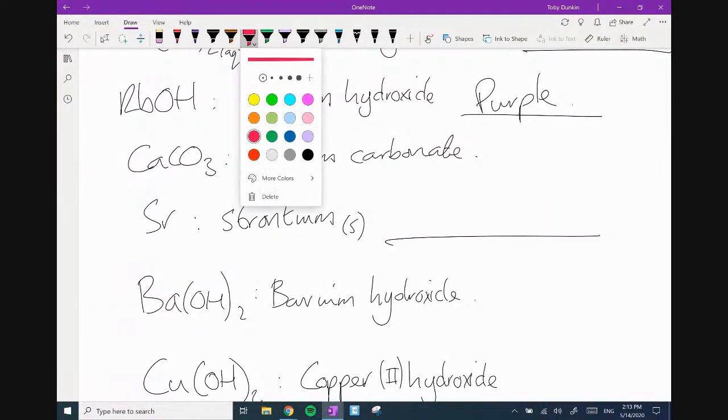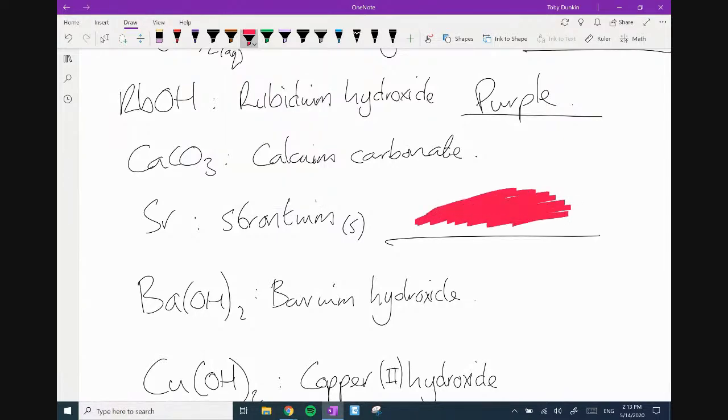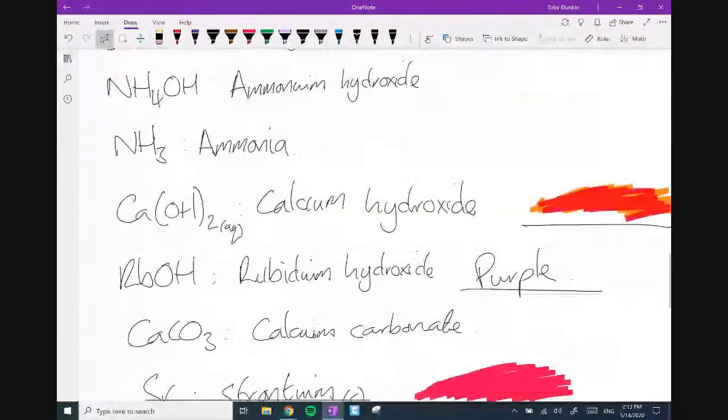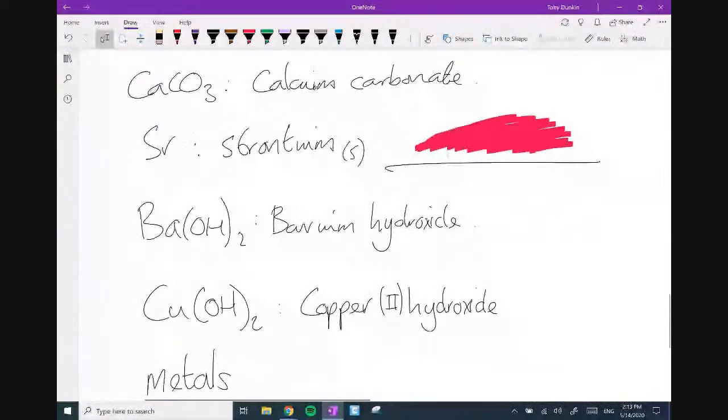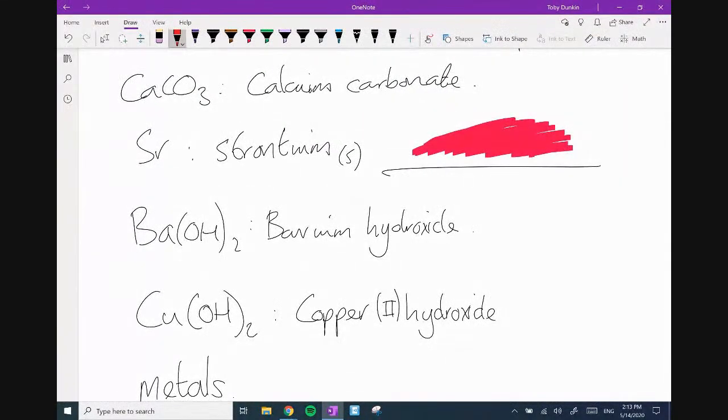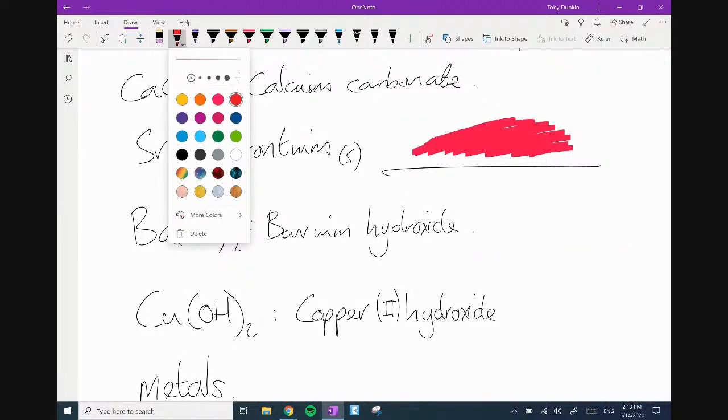I'm going to show you what it really looks like. And you know what? Actually, it is that color. Yeah, it's darker. The other red is very red. Lithium is crimson red, but strontium is a darker red. Can anyone tell me what barium hydroxide would be? What's the color of barium?